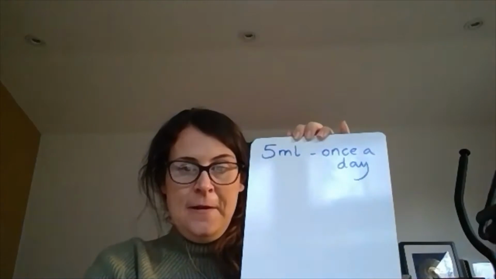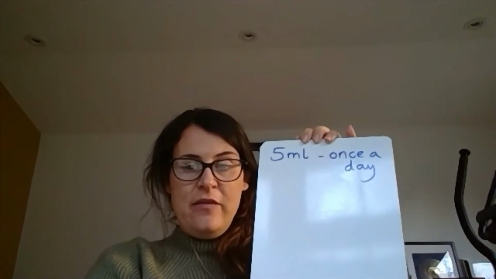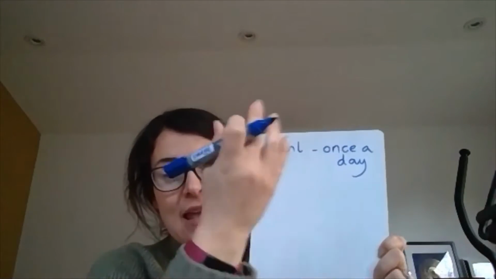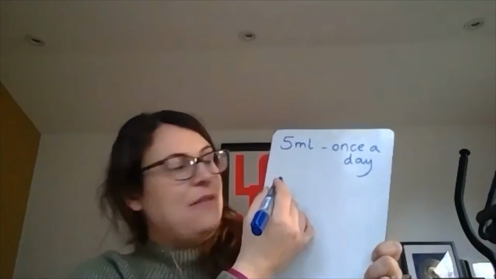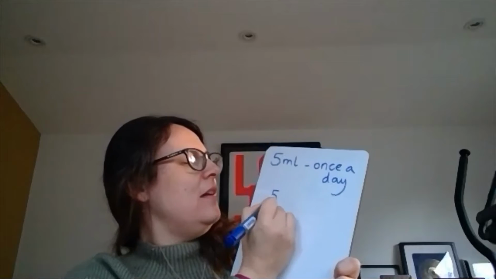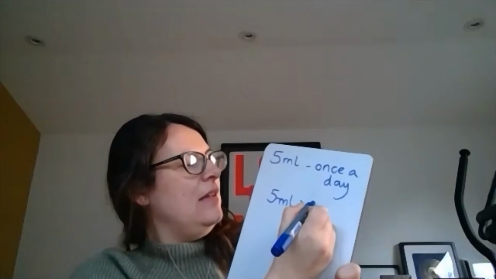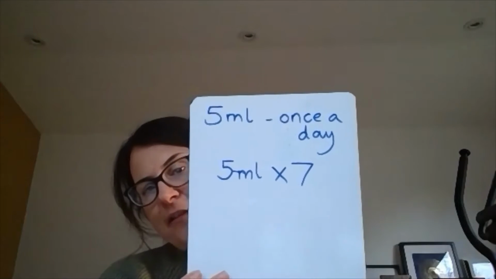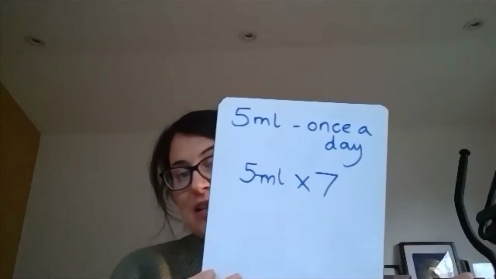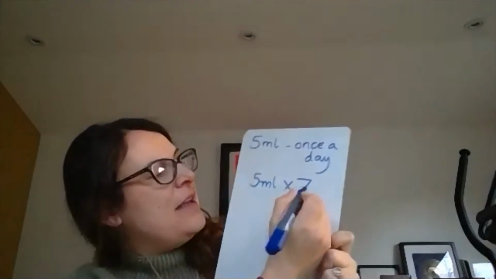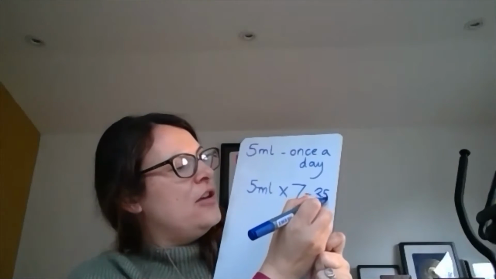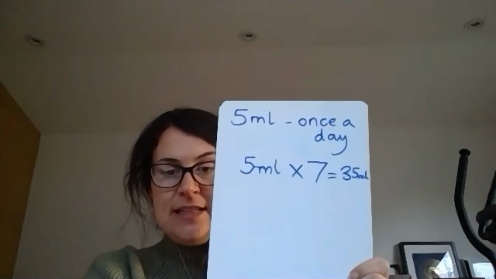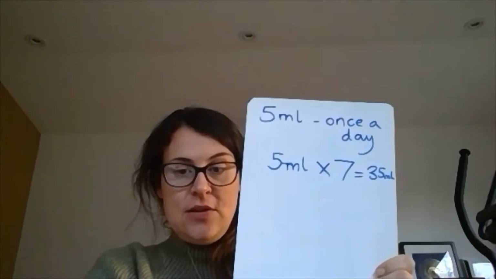a day. Again, if they want to know how much she's going to take in a week, we need to think, how many days are there in a week? Just like before, there are still 7 days in a week. So how many millilitres altogether will she take in 1 week? What is 5 times 7? If you know your 5 times tables, or your 7 times tables, you will know that 5 times 7 is 35. So 35 millilitres of medicine in 1 week. Okay, so that's that question.